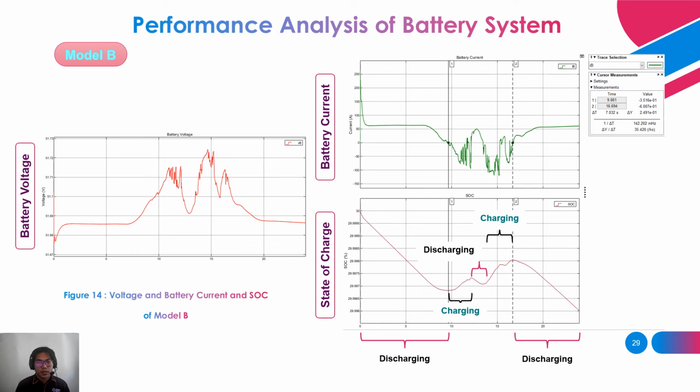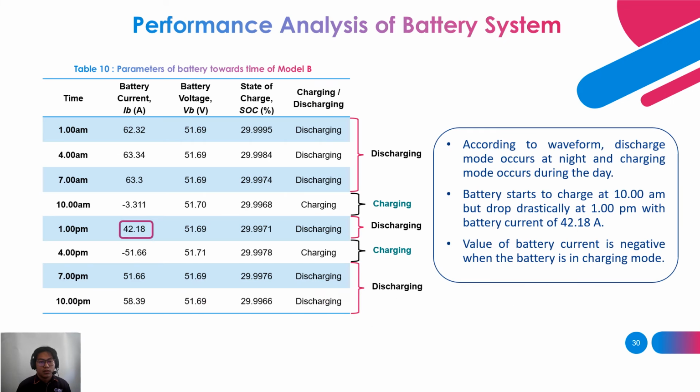For model B, there are also 5 phases for the state of charge. The battery current proves at 1 pm, where the discharging process happened only for a certain moment between 10 am and 4 pm due to the engaging of battery current value for supplying the load. According to the output waveform, discharge mode occurs at night and charging mode occurs during the day. The battery starts to charge at 10 am but drops drastically at 1 pm with a battery current of 42.18 ampere due to lower irradiance and high battery current. The value of battery current is negative when the battery is in charging mode.